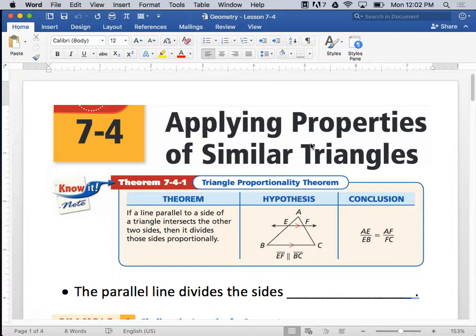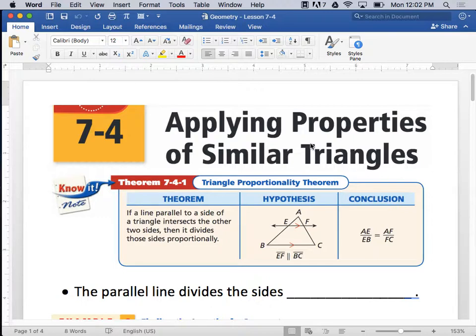Okay, applying properties of similar triangles. So we learned about similar triangles, right? That if triangles are similar, then the ratios between the sides are the same, right? Like it could be twice as big, and then both sides would be twice as big, or maybe it was half, and so it was half the size, and all the sides would be half the size. So we learned about similar triangles, and today we're going to be applying some properties of similar triangles.